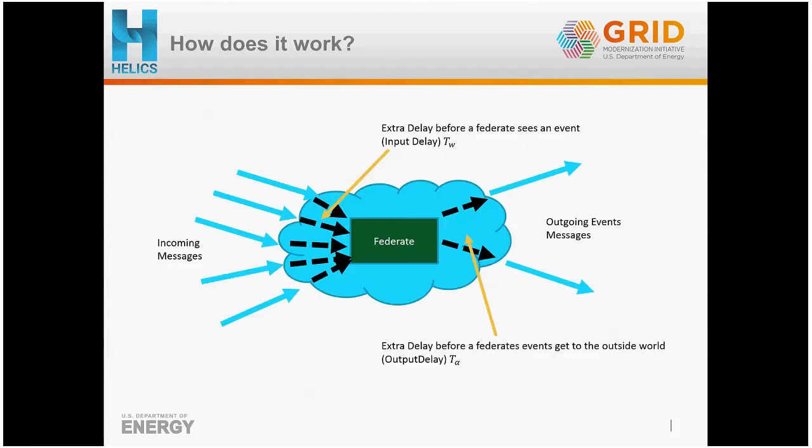So the way it works is you have an incoming message. This can be a value or message of some kind. And there's a property called an input delay to this. This controls how much time elapses between when the message is scheduled to arrive and when the federate can actually see it. On the other side, there's an output delay. Federates may send a message, and it takes a little bit to propagate to the outside world before other federates are able to see it.